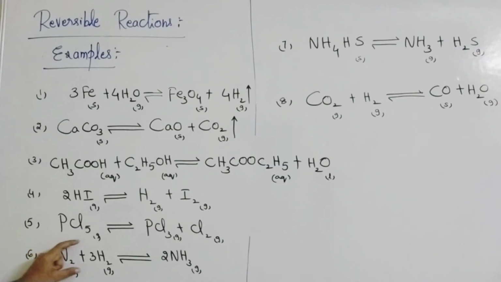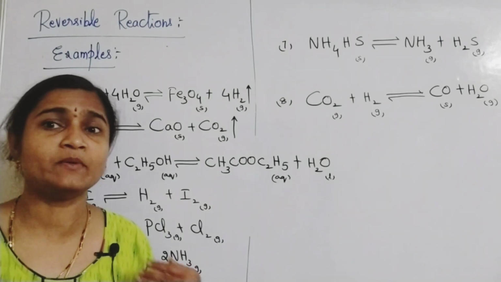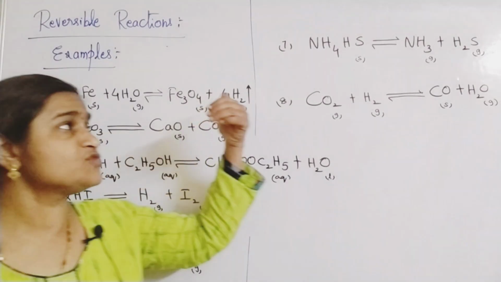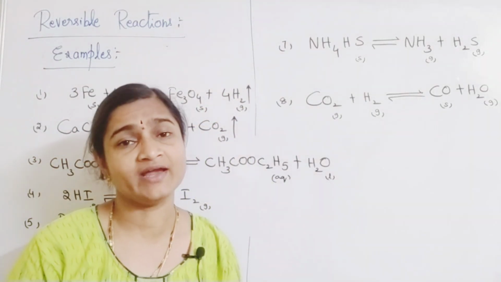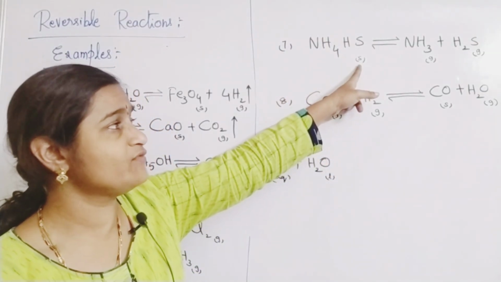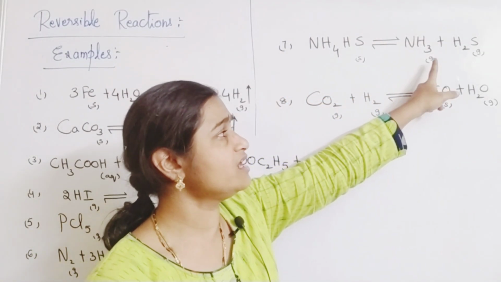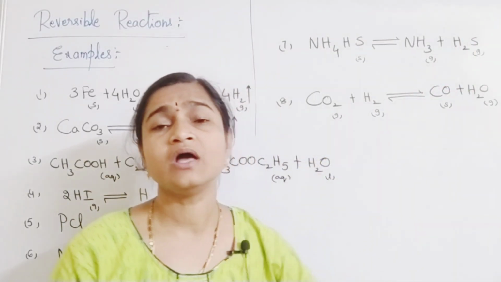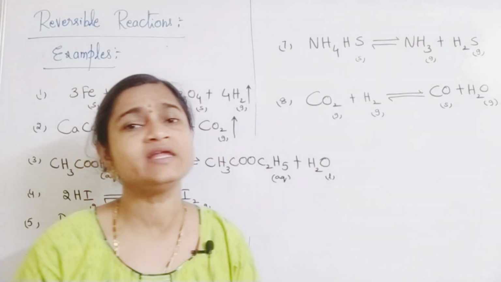Here also, N2 plus 3H2 gives rise to 2NH3. Formation of ammonia by Haber's process. We are going to learn about that also. Okay, and NH4HS, ammonium bisulfide. This is in solid form. NH4HS solid gives rise to ammonia gas, and H2S can also be obtained in gas form only.